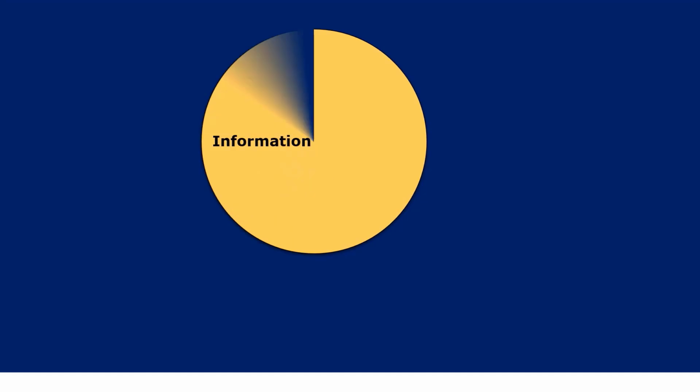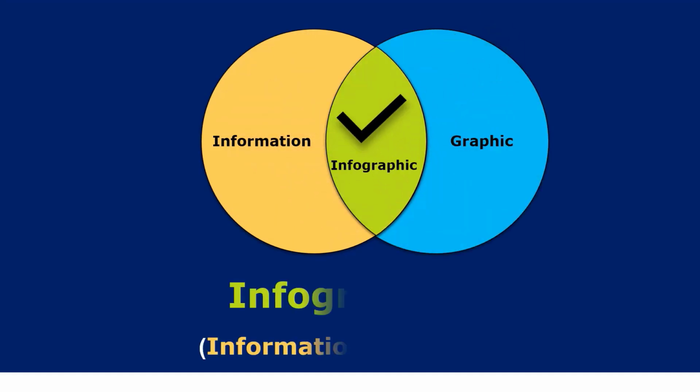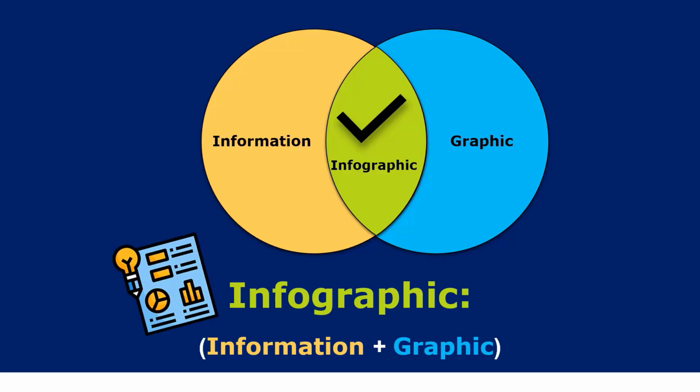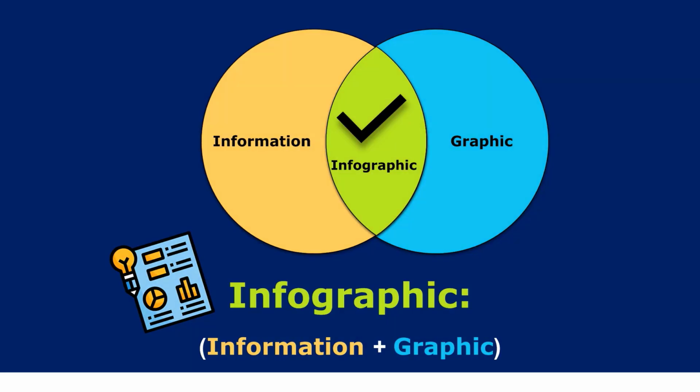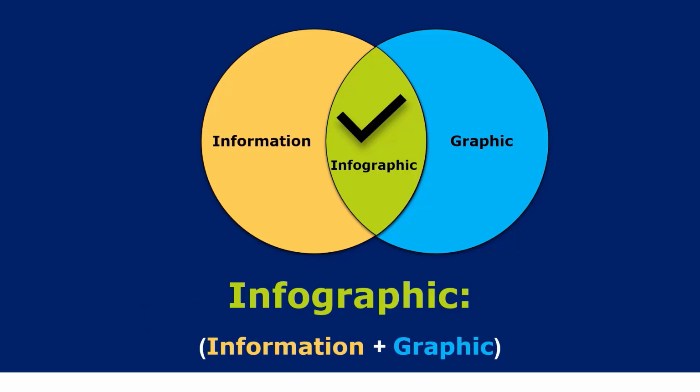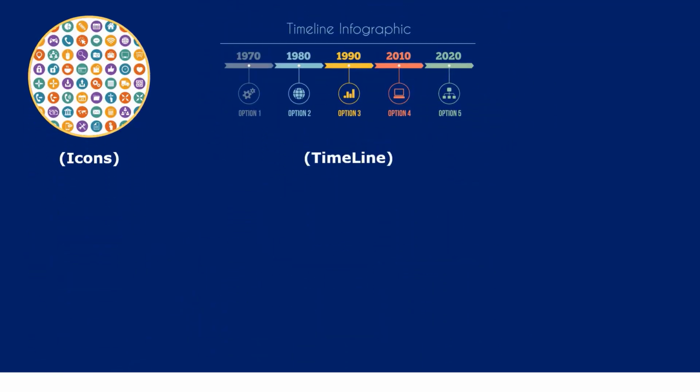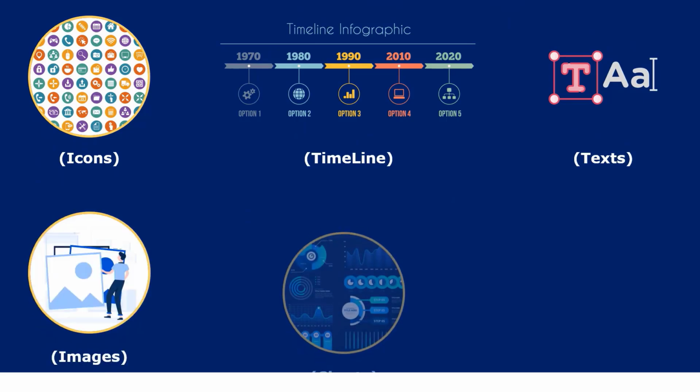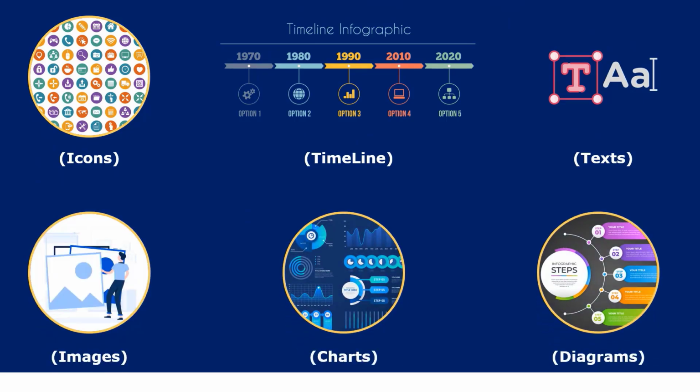First, it is necessary to get acquainted with the word infographic. Infographic is created from the combination of two words, information and graphic. When we summarize and categorize our information and combine it with graphic elements, we have an infographic. An infographic can be composed of various visual components, such as icons, timelines, text, images, charts, and diagrams. We can creatively combine these different graphic elements to create an attractive infographic.